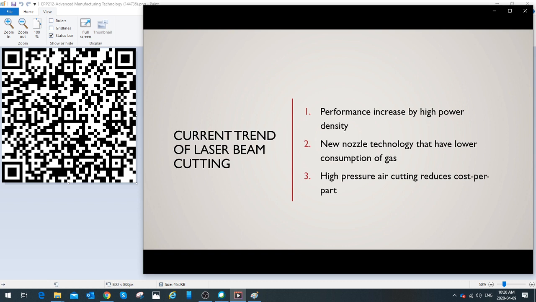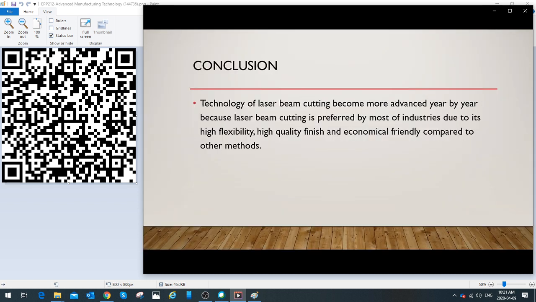The third one is high pressure air cutting that reduces cost per part. Traditional laser beam cutting used a 150 psi compressor, but now the new technology has reached up to a 500 psi compressor. The high air pressure is suitable for more materials and can produce high edge quality. Lastly, in conclusion, the technology of laser beam cutting becomes more advanced year by year because laser beam cutting is preferred by most industries due to its high flexibility, high quality finish, and being economical compared to other methods. Thank you.